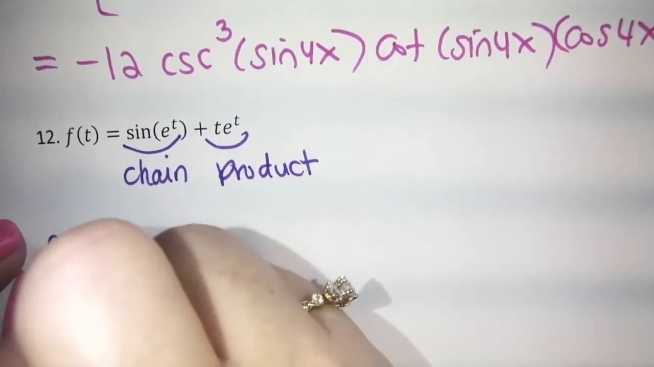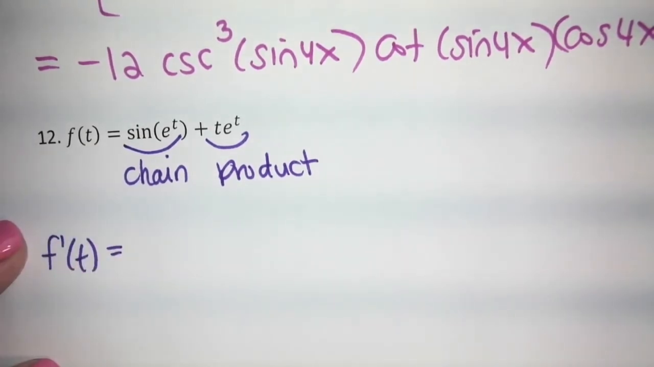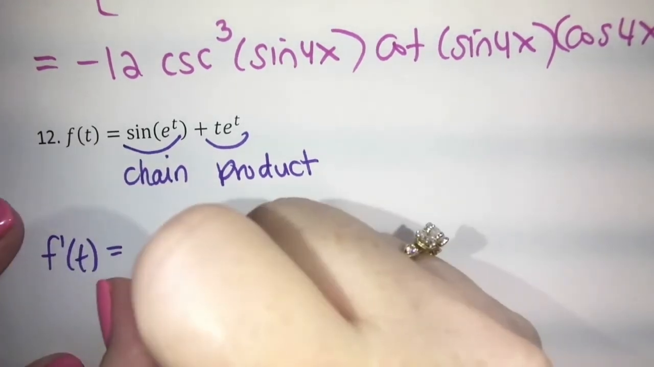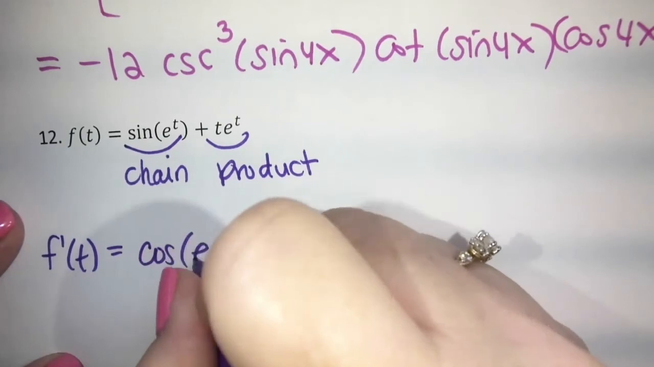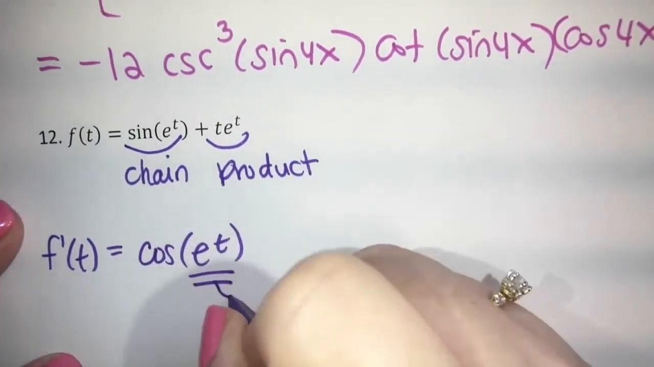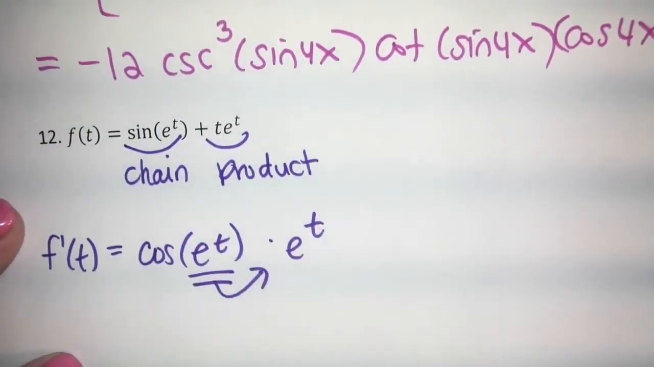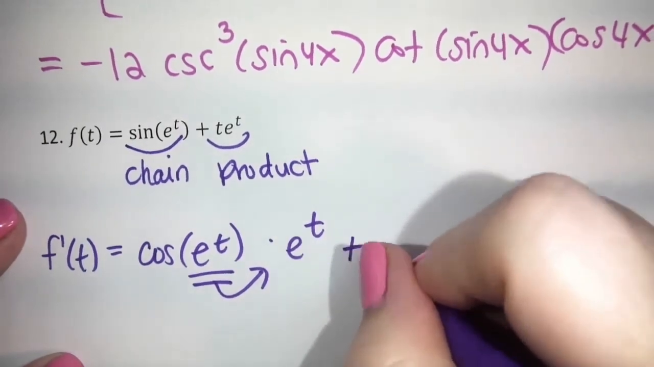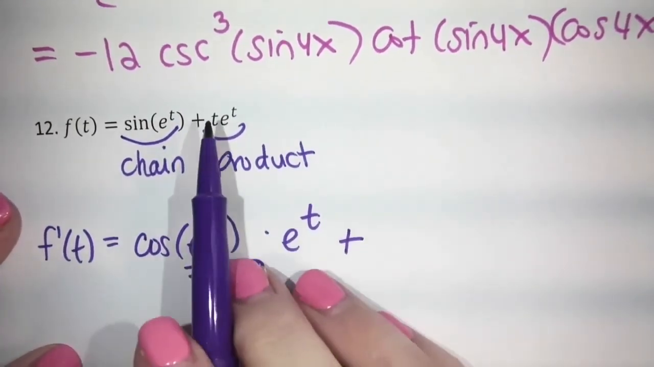So f prime of t this time instead of x. So derivative of sine of anything is cos of the anything times the derivative of the anything. So derivative of sine e to the t is cos e to the t times derivative of e to the t, which is e to the t, plus. Now let's just treat this as a new question.